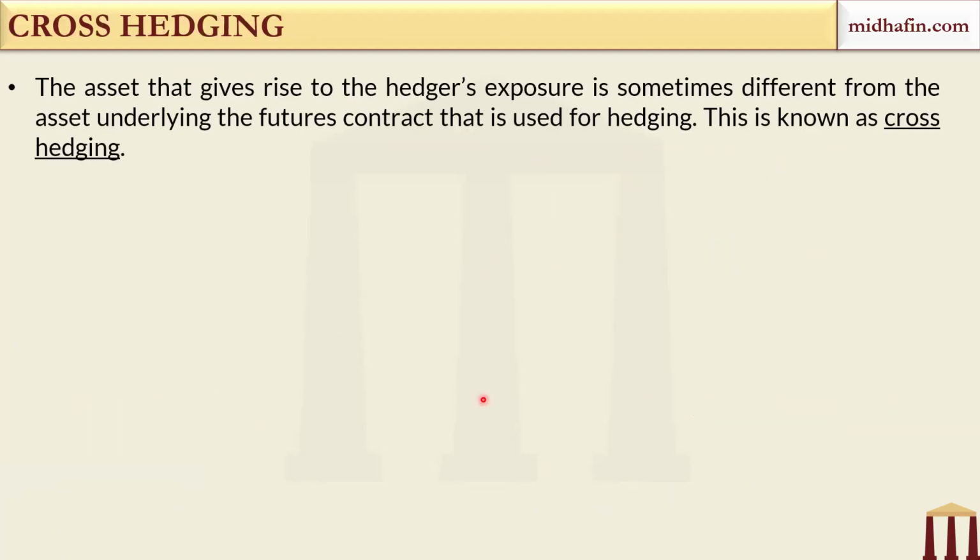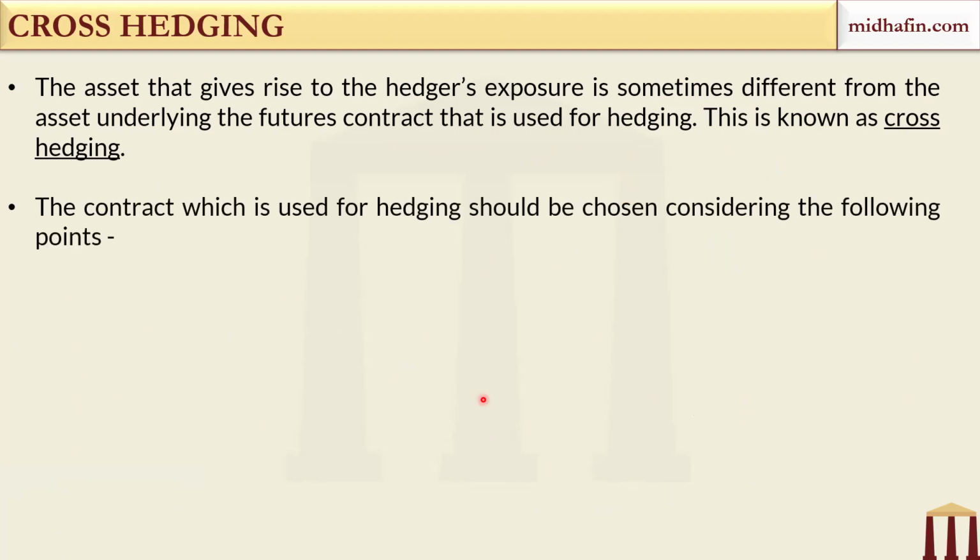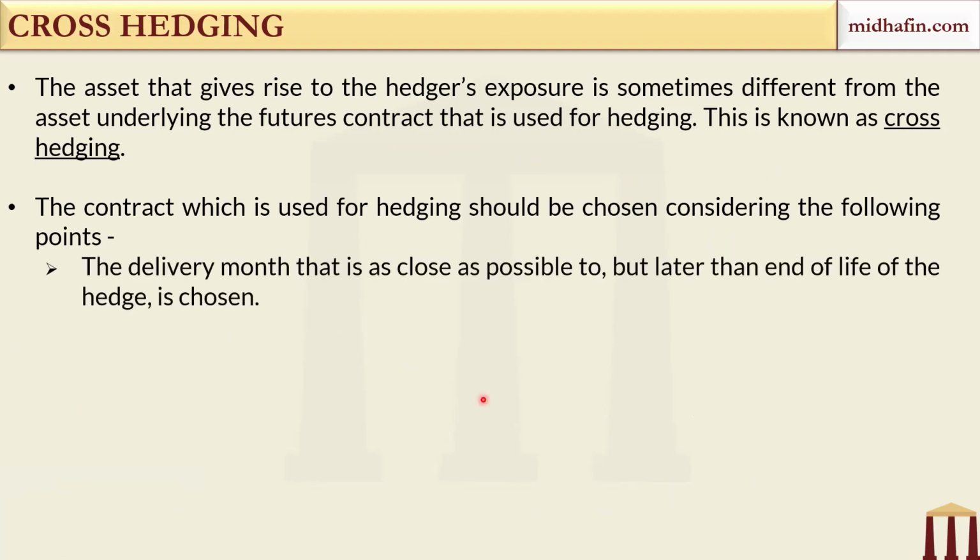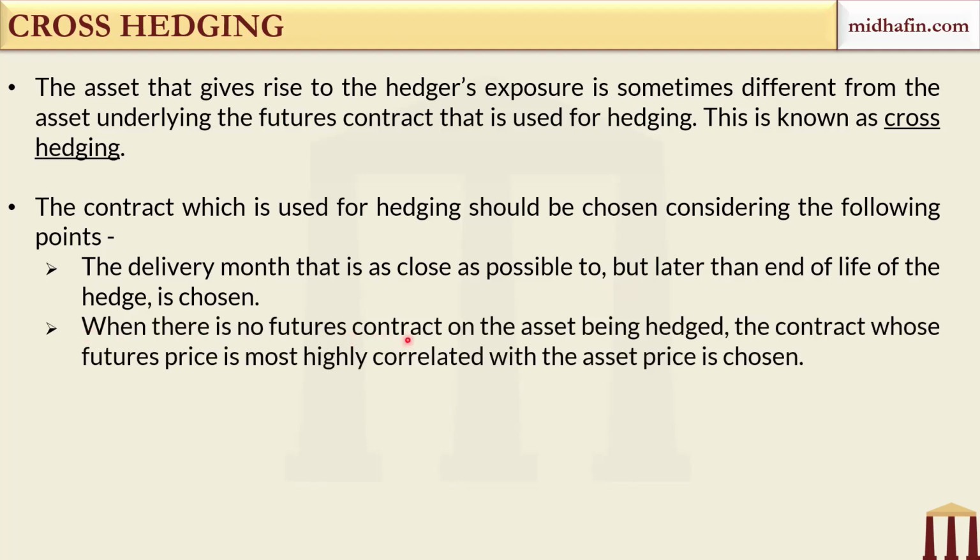So this is known as cross hedging, and the contract which is used for hedging should be chosen considering the following points. Two points have to be understood. First, the delivery month should be as close as possible to, but later than, the hedge horizon. Next, when there is no futures contract on the asset being hedged, the contract whose futures price is most highly correlated with the asset price is chosen.